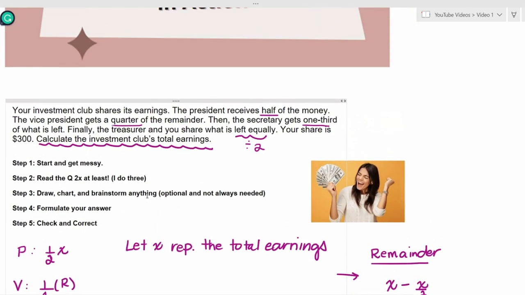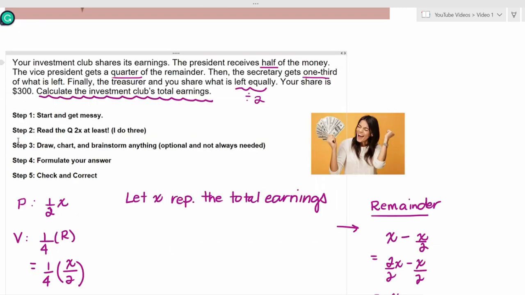Now, come back to the question. We formulated an answer, but are we there yet? Always come back to see if you've answered the question. It says calculate the investment club's total earnings. I didn't actually calculate that. They told us that I made $300.